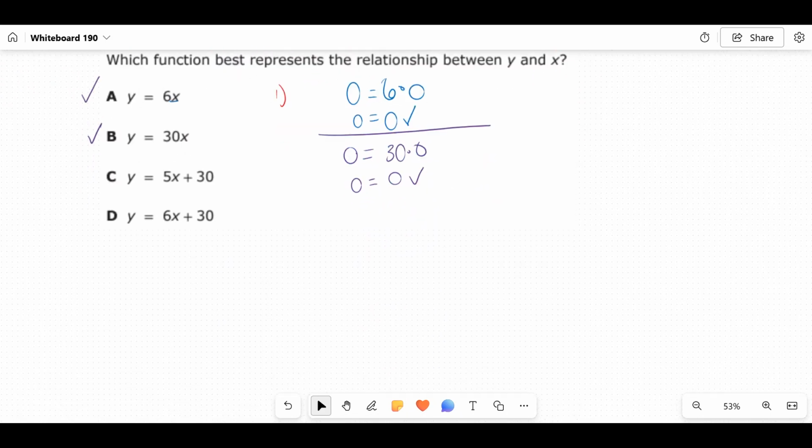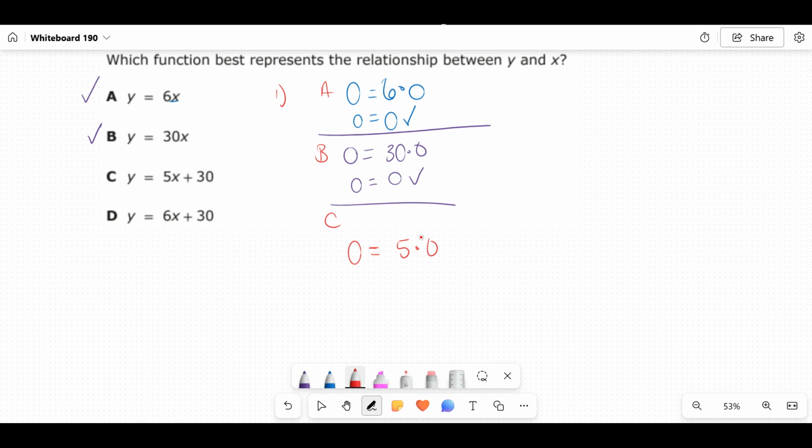When I go down to problem C and I plug in 0 and 0, I wind up with 0 is equal to 5 times 0 plus 30. Once again, I plugged in 0 for X, and I plugged in 0 for Y.